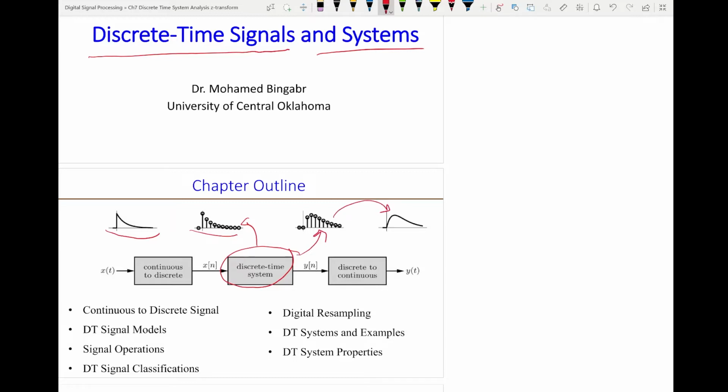So in today's video, we will talk about continuous to discrete signal, moving from here to here. And we will talk about different signal models like the unit steps, impulse, sinusoidal, exponential function. In the next video, we will talk about signal operation, discrete time signal classification, and digital resampling. And in the third video, we will talk about discrete time systems and examples, and discrete time systems property. Okay, so let's move on to how do we convert from continuous signal to a discrete signal.